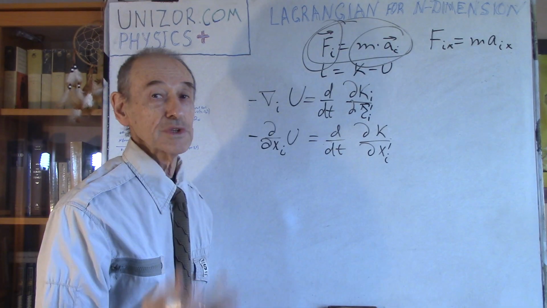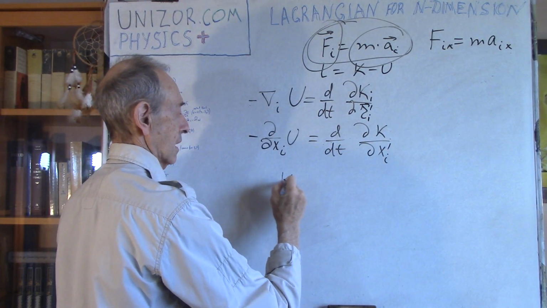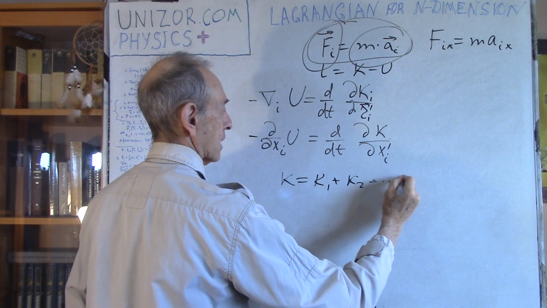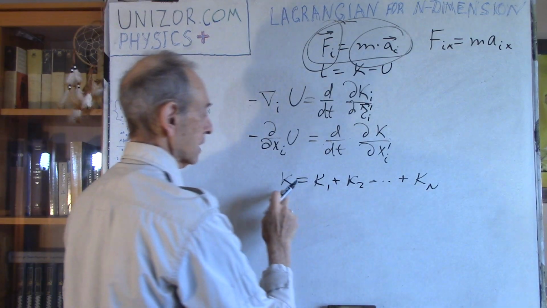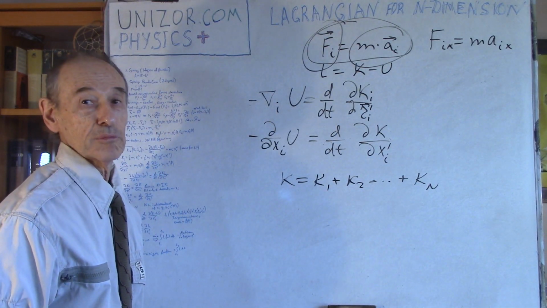Why? Because there is no difference. Look, K is basically K1 plus K2 plus etc. plus Kn. Kinetic energy of the entire system is a sum of kinetic energies of components.